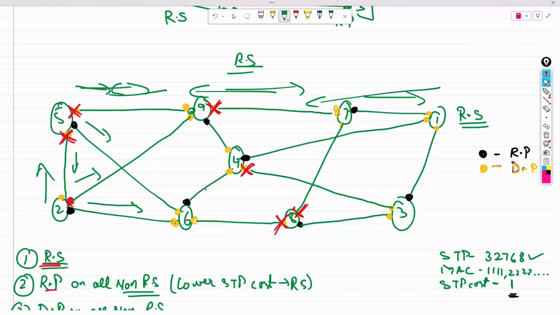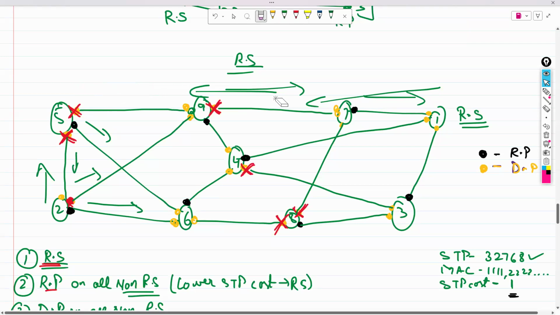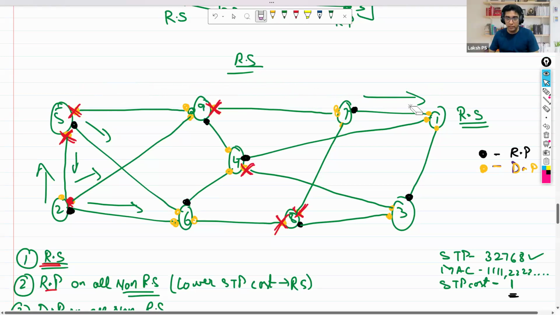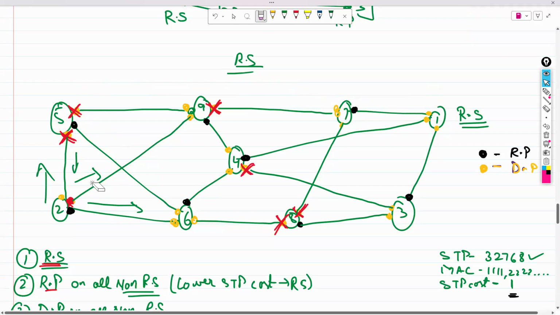Got it, right? So these messages will stop after the root is elected and the paths are blocked, everything. Exactly. See, I'll tell you.